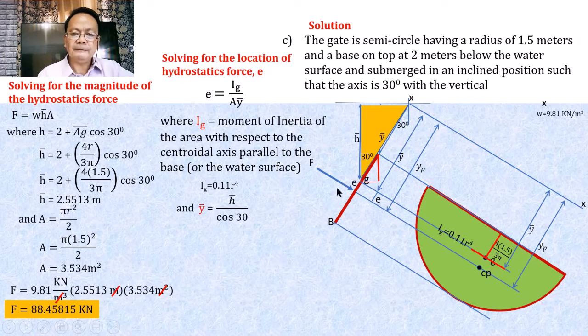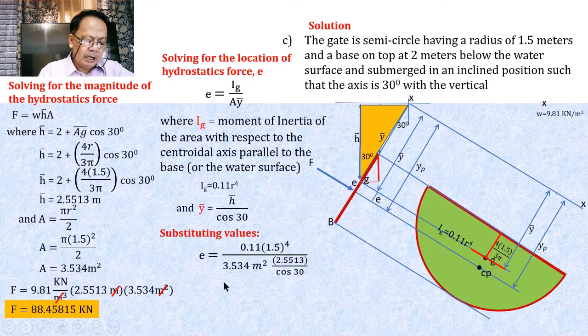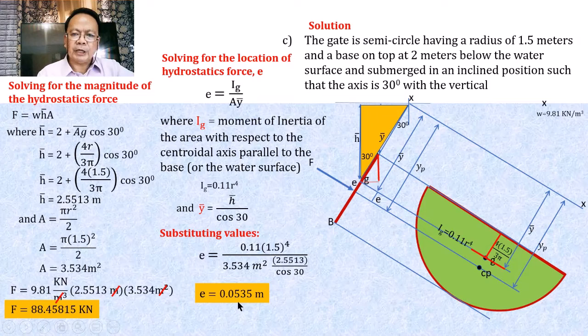We can use that. And so if we will be substituting that value in the formula, our E will become equal to 0.11 times 1.5 to the fourth, divided by the area, which is computed to be 3.534, times bar Y, which is equal to bar H, already computed to be 2.5513 over cosine of 30. And so if this will be simplified, we shall be having the location of the center of pressure measured from the center of gravity equal to 0.0535 meters.